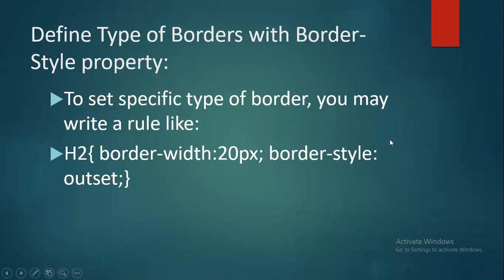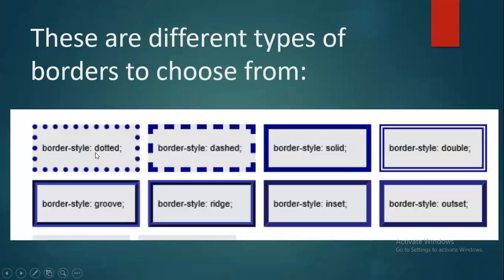What could be the values for the border style? The border style can be dotted, dashed, solid, double, groove, ridge, inset and outset. So these are the different border styles, and you can apply any of them to the border.